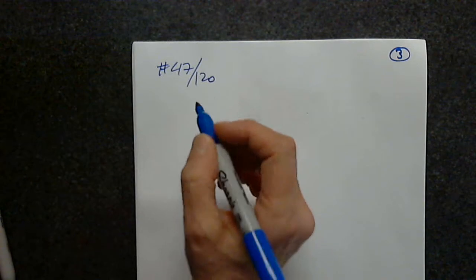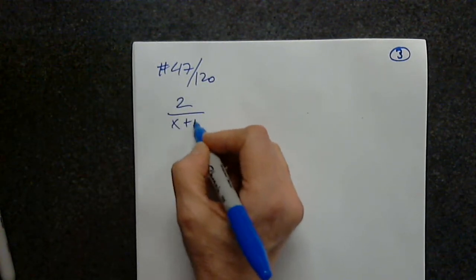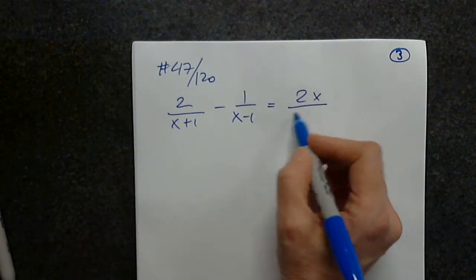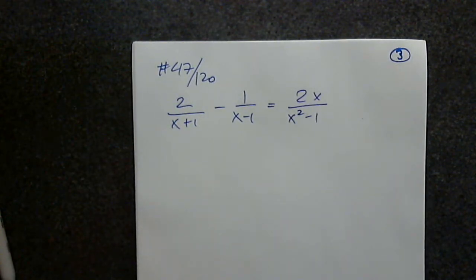47 on page 120. 2 over x plus 1 minus 1 over x minus 1 equals 2x over x squared minus 1. So don't forget, I want to remind you to write those important topics, important information in your tiny notebook.